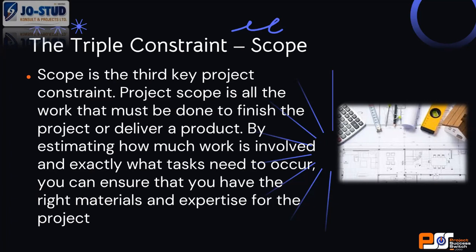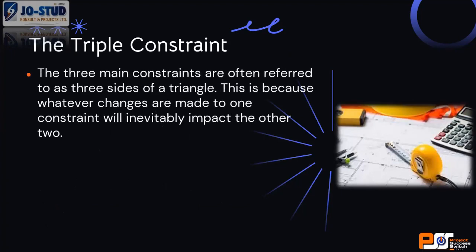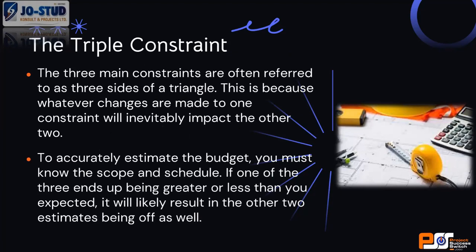If you add anything that is not in your WBS to the project, you have added to the scope, and it will ultimately affect your cost and your time. So these 3 constraints are referred to as the 3 sides of the triangle, right?